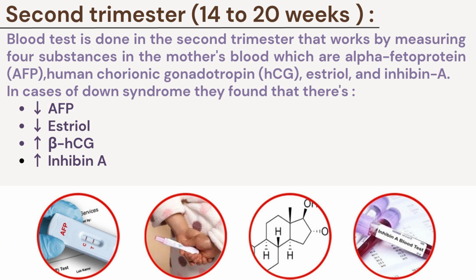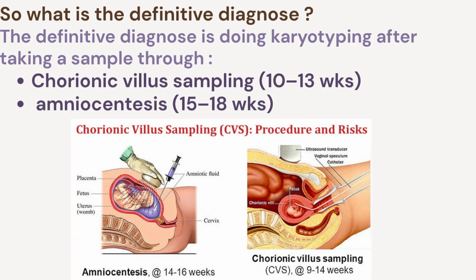In cases of Down syndrome, the test typically shows a decrease in both AFP and estriol levels. Conversely, there is an increase in the levels of beta-HCG and inhibin A. So, what is the definitive diagnosis? The definitive diagnosis is achieved through a karyotype test.